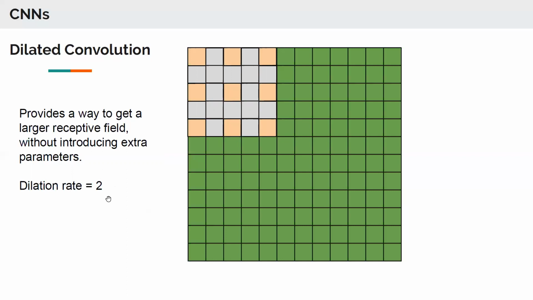But then you can have higher dilation rates where, for example, you can have 2 columns of zeros between every 2 non-zero kernel values or something like this. And this allows you to get a higher receptive field without an extra cost in the number of parameters that you've introduced.